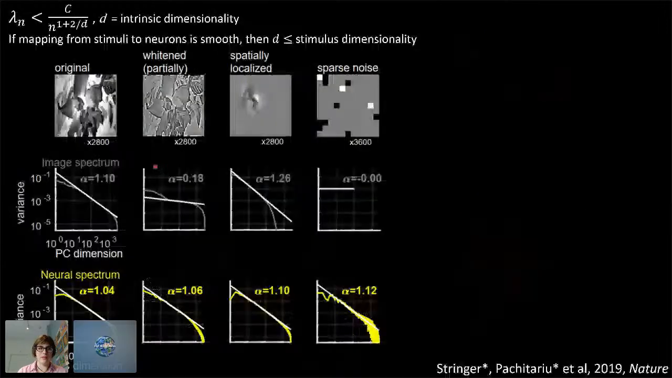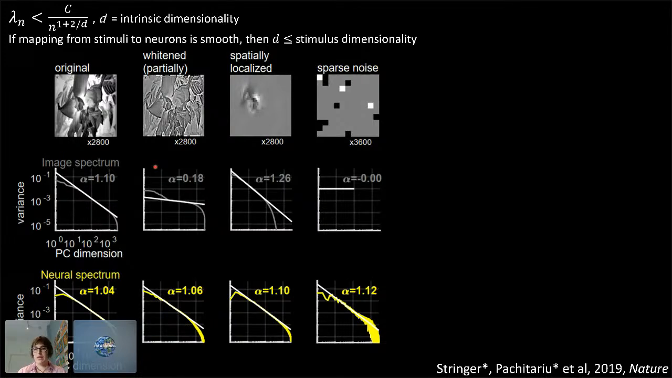We proposed that if the mapping from stimuli to neurons is smooth, then the dimensionality of the neural manifold itself must be at most the stimulus dimensionality. So there's this bound here. We can think of D now as the dimensionality of the stimulus space. If we think about that in terms of these high dimensional stimuli that we showed, this D is going to be high, maybe like 100 or something. Then we have n to the 1 plus 2 over 100. It's going to give us something like 1.02. So we predict that alpha, this power law here, has to be greater than 1 for all of these different stimuli.